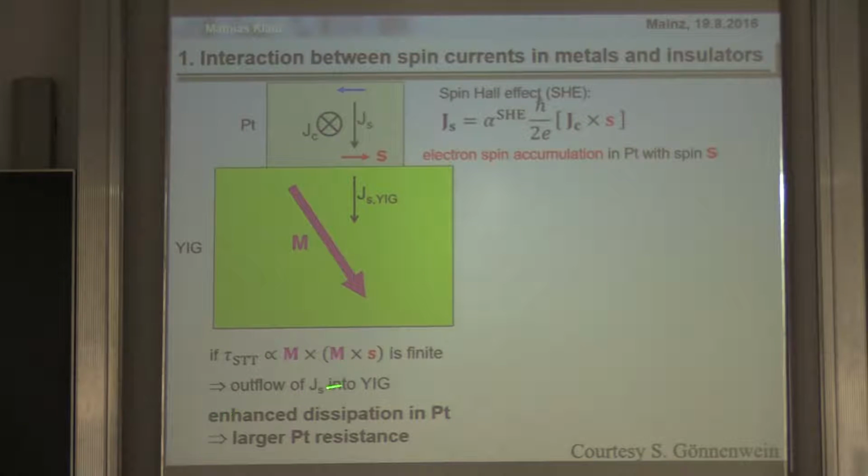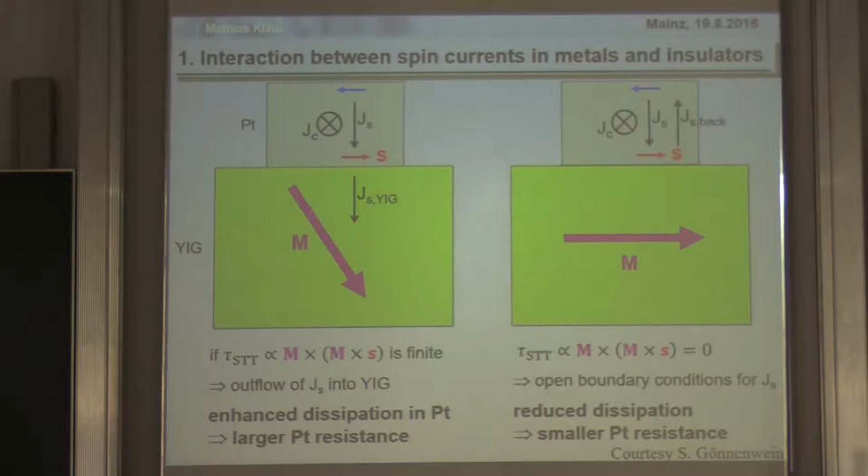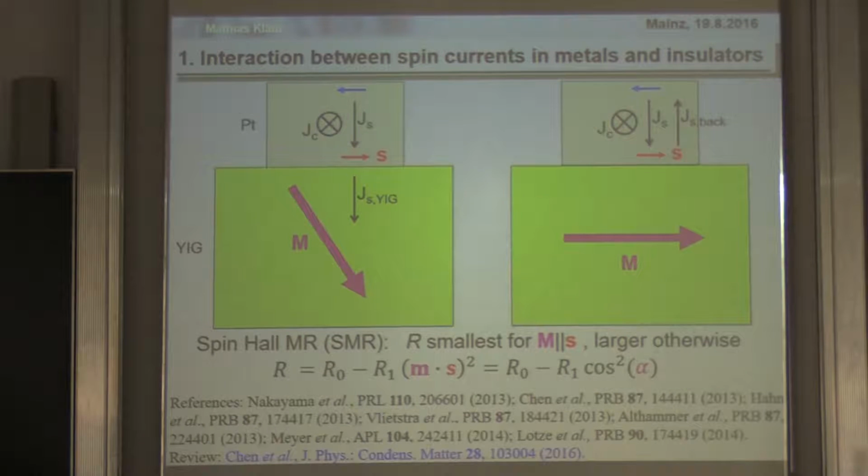And this means there will be an enhanced dissipation in the platinum, and so the resistance of the platinum will become larger, because the spin current here can really enter the insulator. So it can generate a magnonic spin current in the insulator and change the resistance. Now if we have the magnetization parallel to the spin accumulation direction, then you see the angle is 0. And if it's all parallel, there can be no net transfer of angular momentum, and therefore there's reduced dissipation. So you have a smaller resistance. And so this was measured by lots of people.